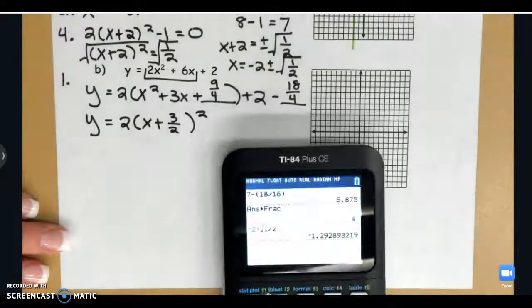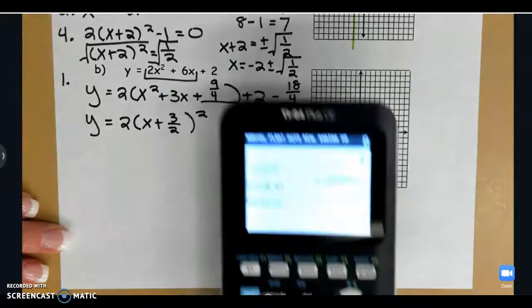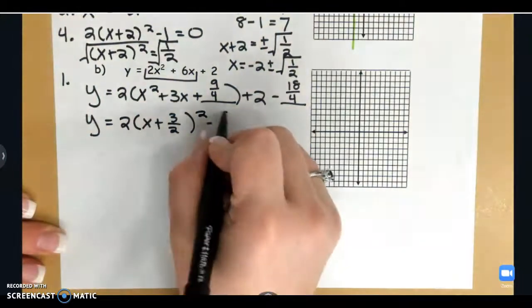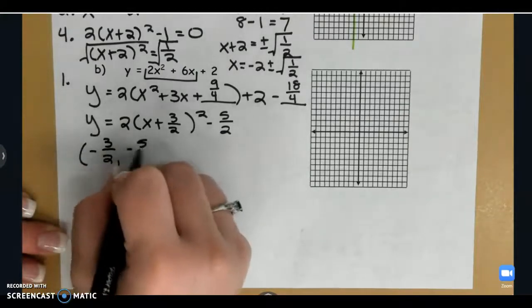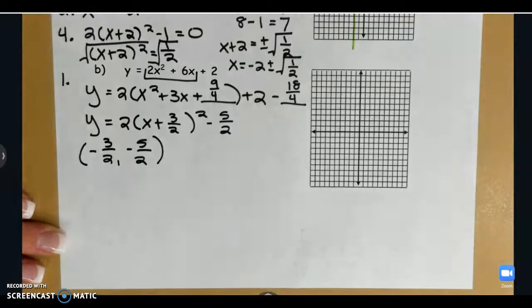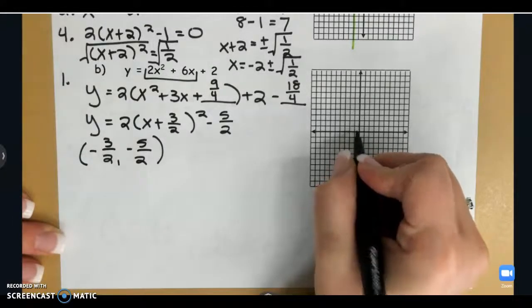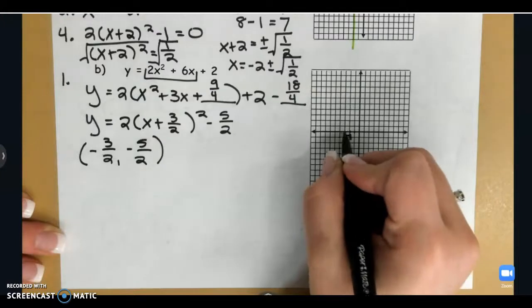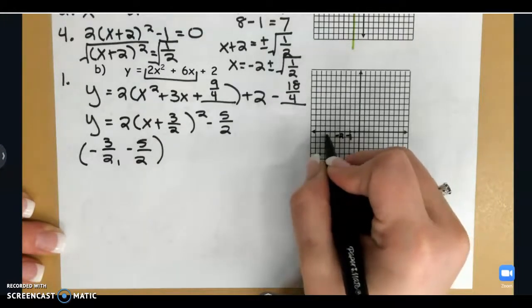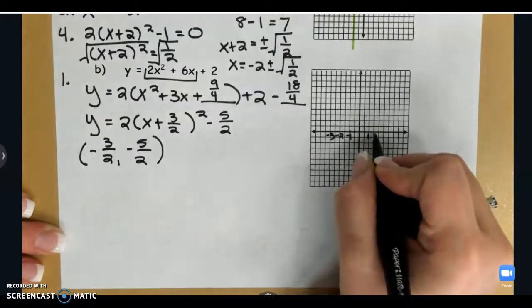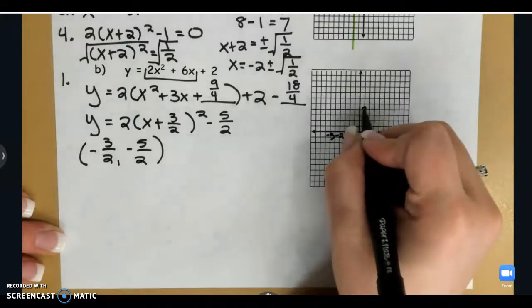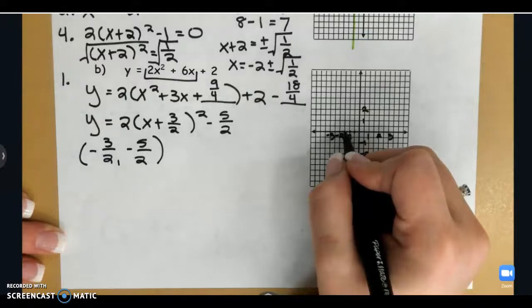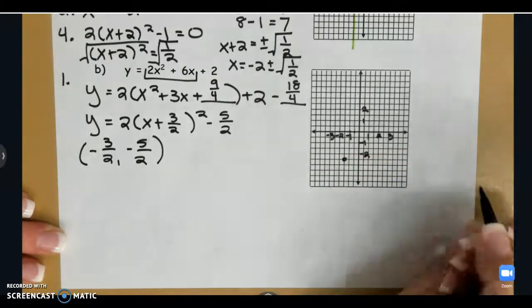Then in my calculator, 2 minus 18 over 4. Math, enter, enter. And that fraction is -5 over 2. So minus 5 over 2. So our vertex is -3 over 2, -5 over 2. So what I'm going to do, since these are kind of tiny grids, is I'm going to scale this graph and let every grid mark be a half. So that will be -1, -2, -3, and so on. So -3 halves, -5 halves. There's our vertex.